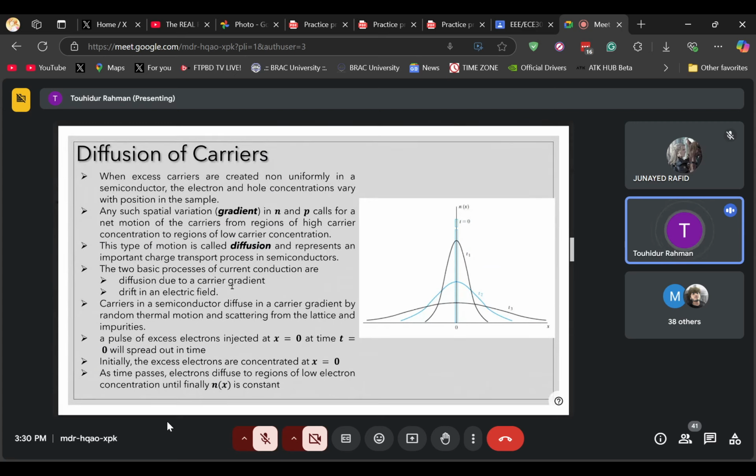So I think some of you are confused about this diffusion process and the recombination. How can we combine diffusion and recombination? It may confuse you. How can we put diffusion and recombination together? So in order to do that, this is the first step.